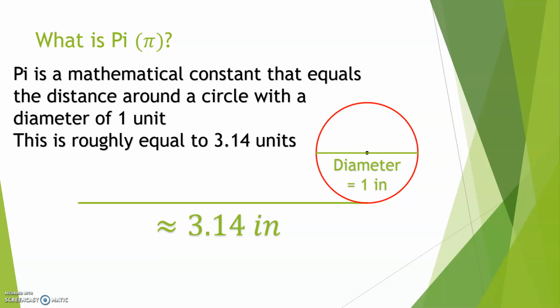What the Greeks determined is that they can call this thing something special. They called it pi, which is a Greek letter. Pi is a mathematical constant that equals the distance around a circle with a diameter of 1 unit. It could be 1 inch, again, 1 centimeter, 1 unit, whatever. This is roughly equal to 3.14 of those units. In this case, we're talking about inches.